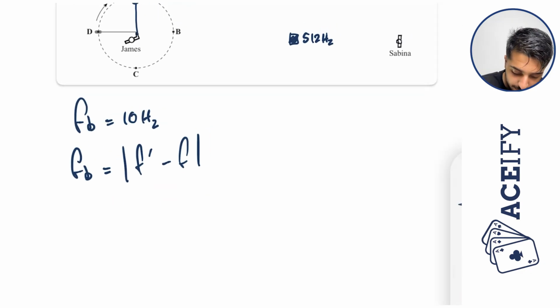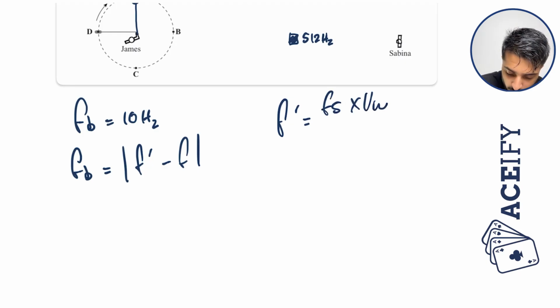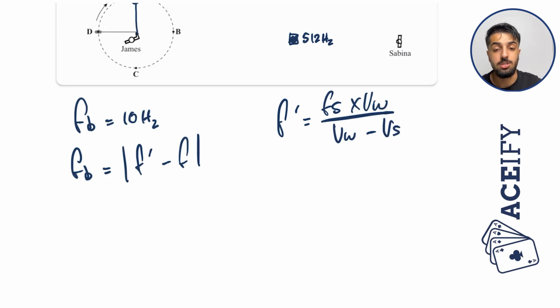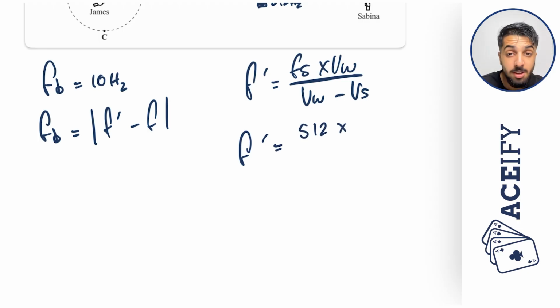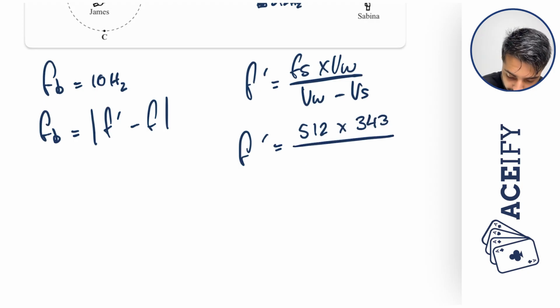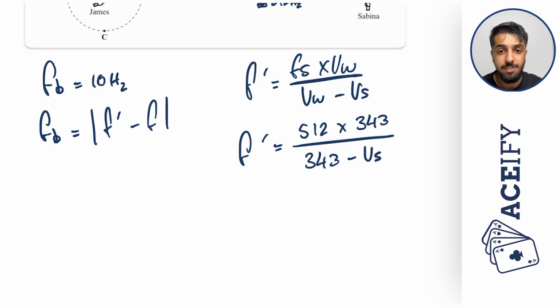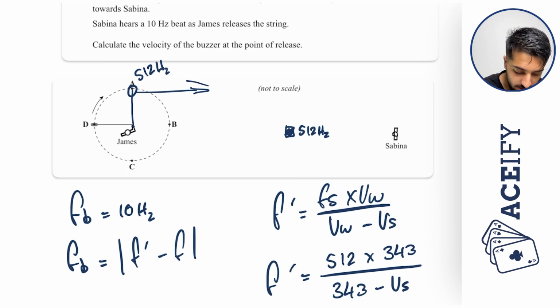And so we know that F prime is equal to Fs times Vw all over Vw minus Vs, because we want the minus since it's going towards Sabina. And therefore we know F prime is equal to the frequency of the source, which we know is 512, times the velocity of the wave, which is 343, all over the velocity of the wave, 343, minus Vs. Vs is the value that we're trying to find, right? The velocity of the source, which is this right here.